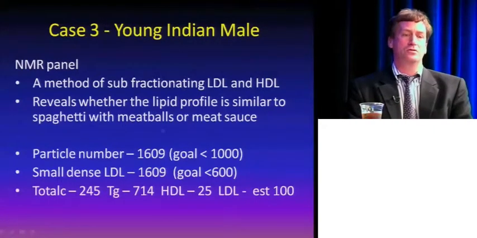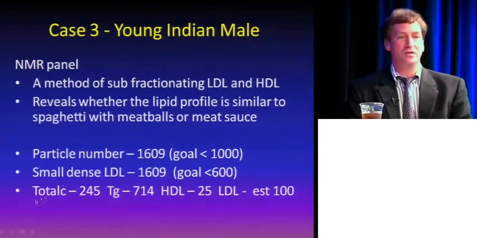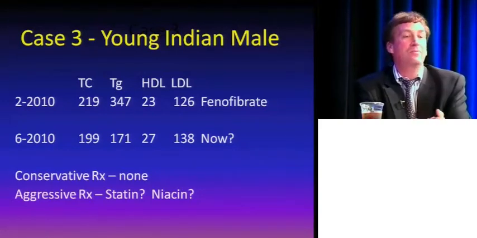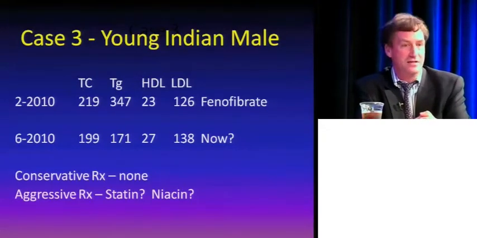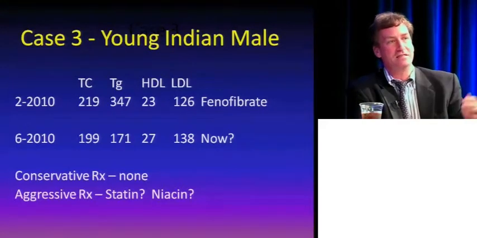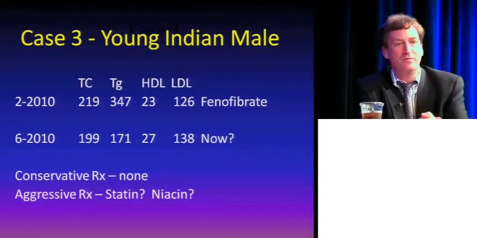We got another total cholesterol associated with this, which showed that his triglycerides were actually quite high, HDL quite low, and he had an estimated LDL of only around 100. So we actually put him on a fibrate. And when we put him on a fibrate, then this is what his numbers did. So his triglycerides came down quite nicely. Okay, his HDL stayed about the same. This is what you'd expect. And his LDL was 138.